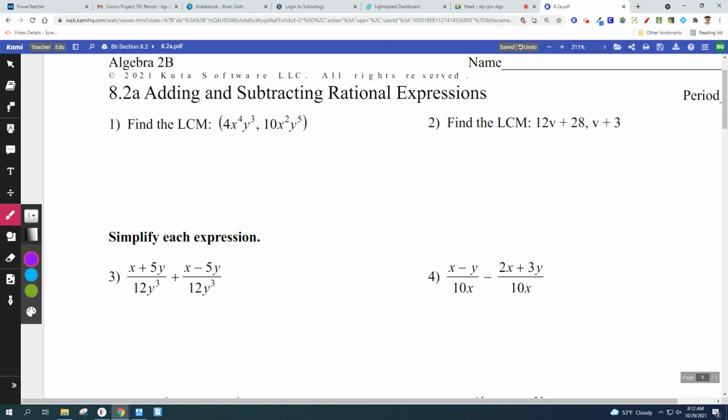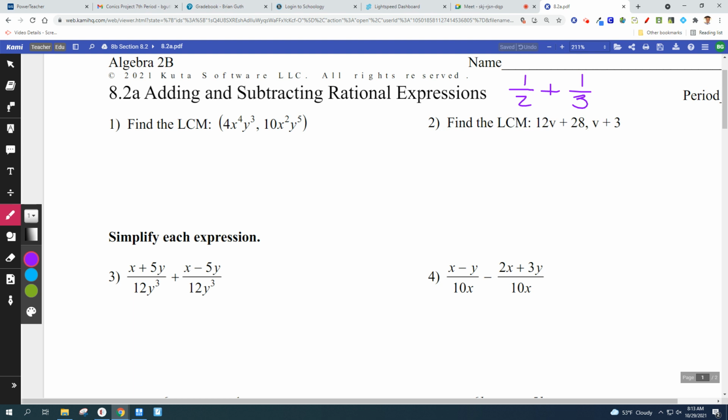8.2, we're adding and subtracting rational expressions. That means fractions. Remember way back when we added fractions, we couldn't add something like 1/2 plus 1/3 until we got a common denominator. That's what we're going to have to do today. The hardest problems are going to involve factoring, so keep in mind you have to remember how to do your easy trinomial, your hard trinomial, your difference of squares, your GCF.